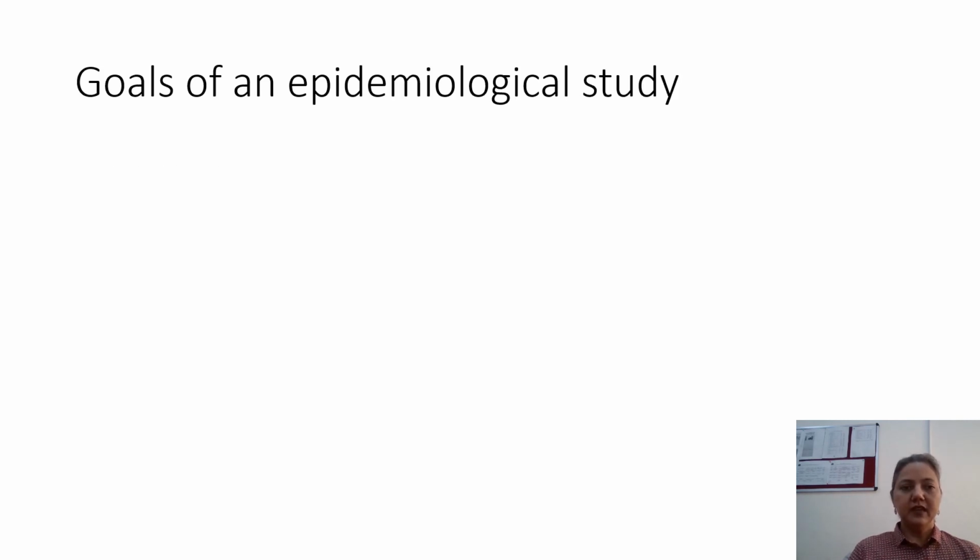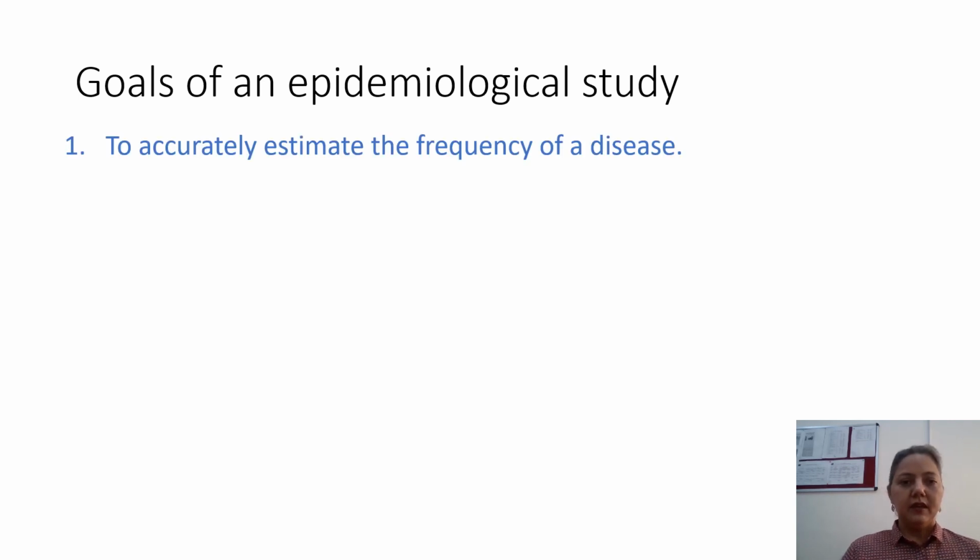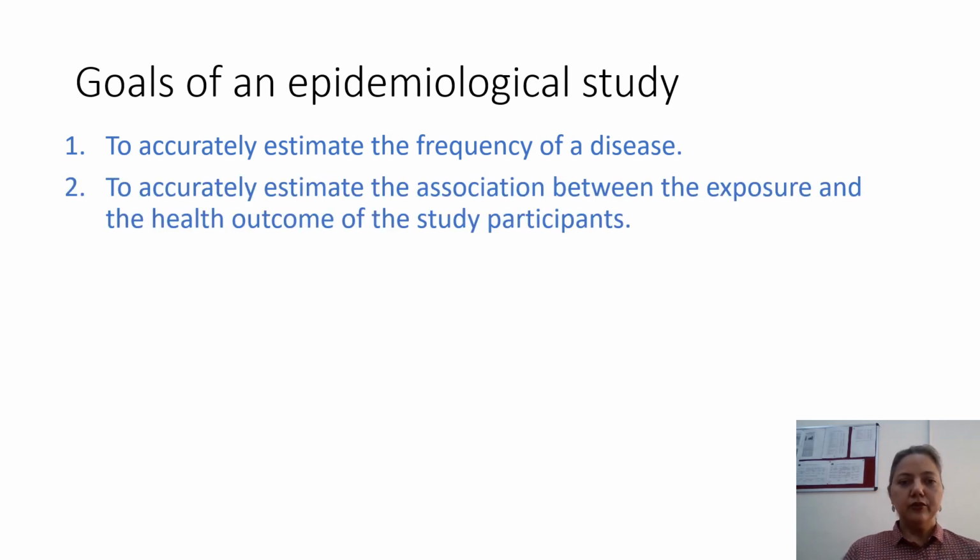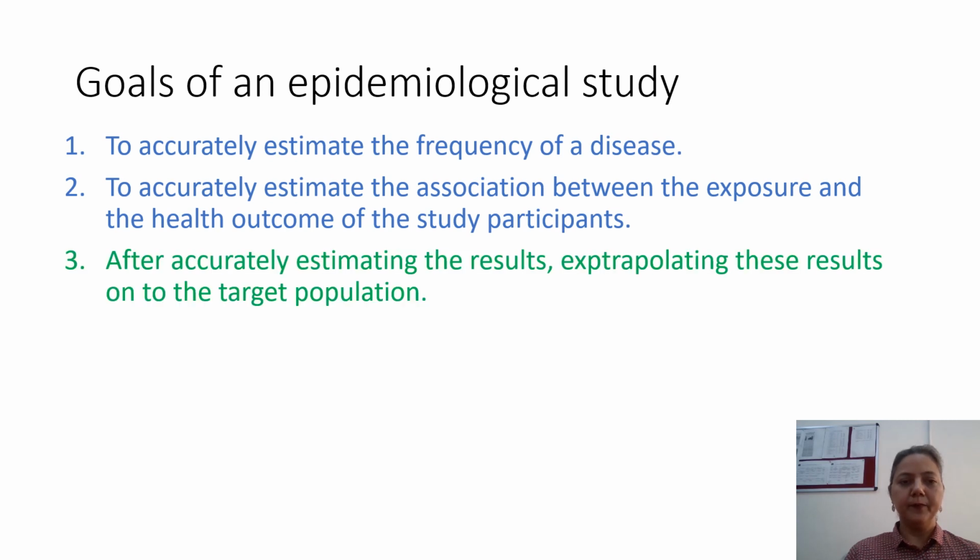Let's first see what are the goals or objectives of an epidemiological study. Basically, the epidemiological study aims at accurately estimating the frequency of a disease and also estimating the accurate association between the exposure and the health outcome of the study participants. Both these things together constitute the internal validity of a study.